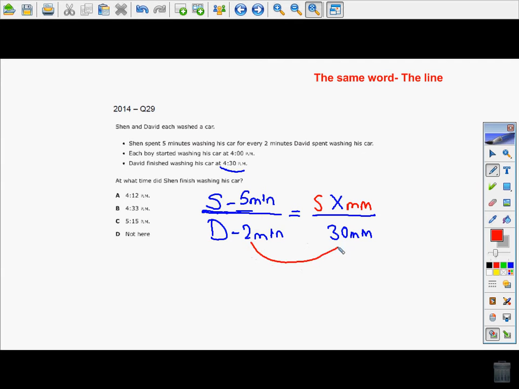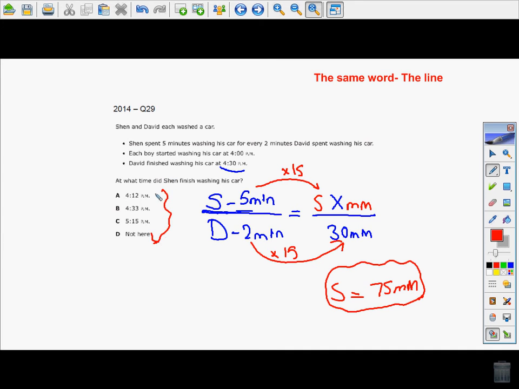2 goes into 30 how many times? 15 times. Whatever I do at the bottom, I have to do at the top. 5 times 15 will give us 75 minutes. This gentleman needs to spend 75 minutes. But I need all my options written as hours, not minutes.